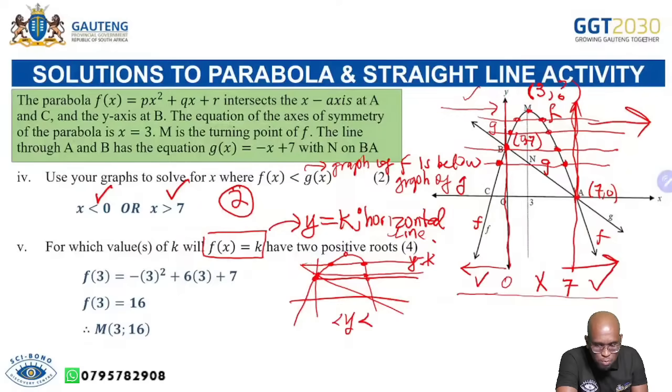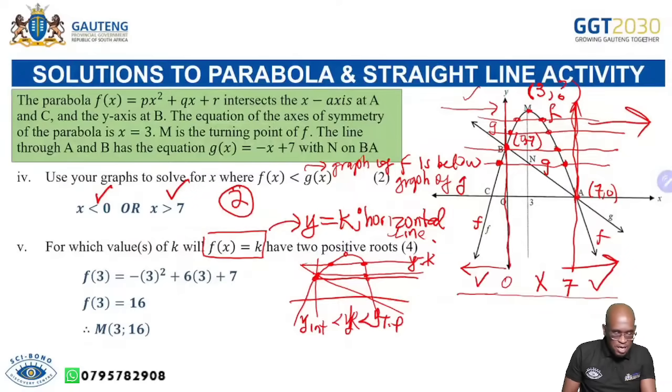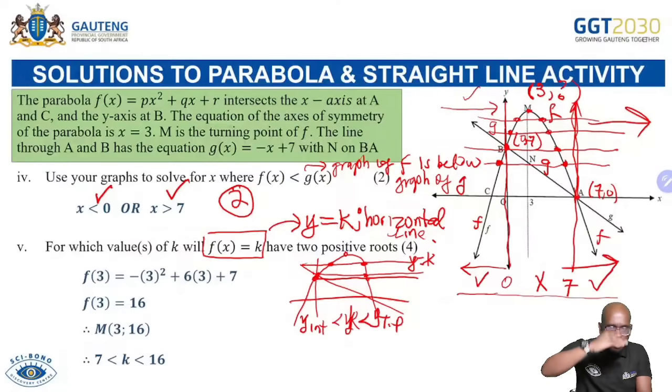y should be trapped between what? The turning point, all right? Between the turning point and the y-intercept, and the y value of the turning point. So our y, which is k in this case, k should be trapped between what? 7, which is the y-intercept, and 16, which is the turning point. So that is where the line of interest should be moving in between, all right?